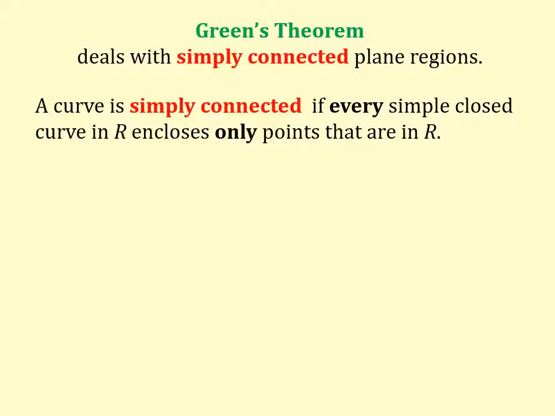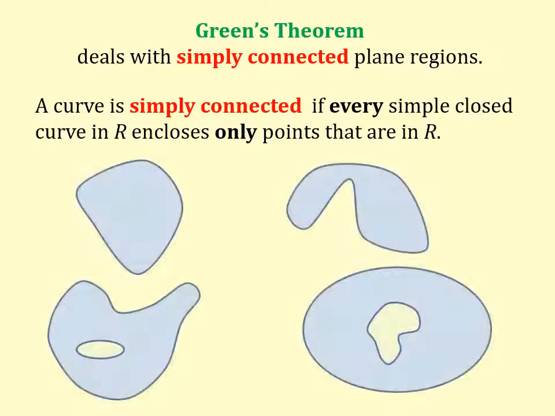And again, here are some examples of simply connected. That just means that we can go all the way around and have an area that's enclosed by the curve.